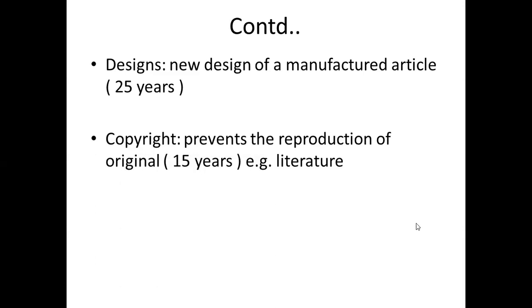Then copyright. Copyright is generally for books and published articles. So some copyrights are given so that strangers are prevented from reproducing the original. They will not reproduce the original. And this is given for 15 years. Another example is literature, like the books written by several authors. Those authors hold the copyright of that particular book. That is an example of copyright.